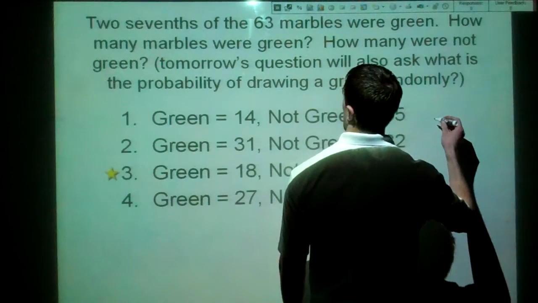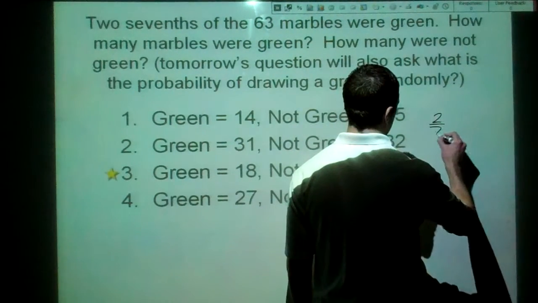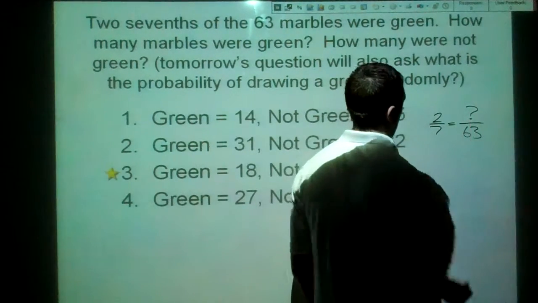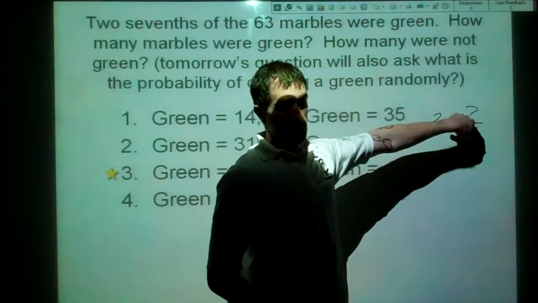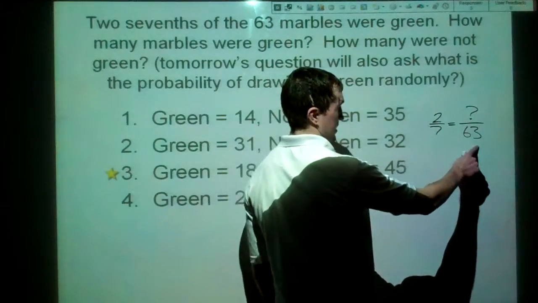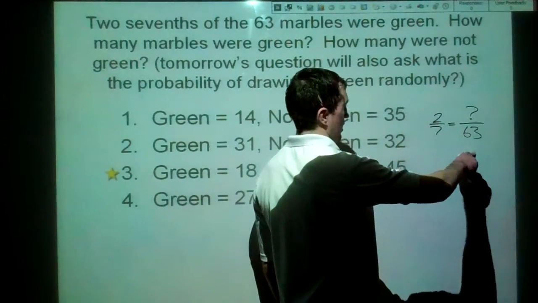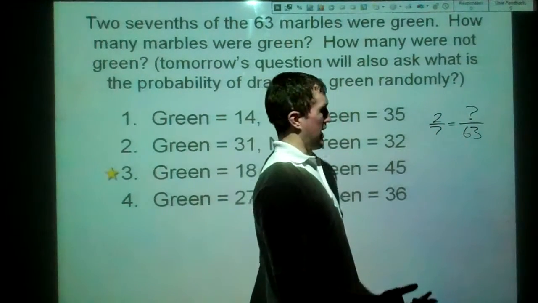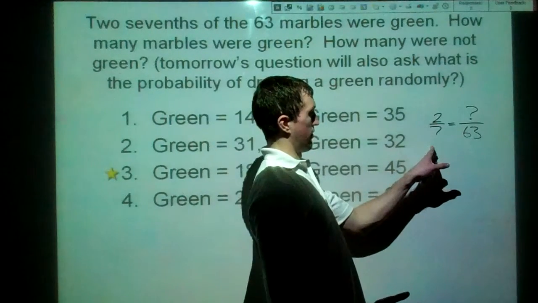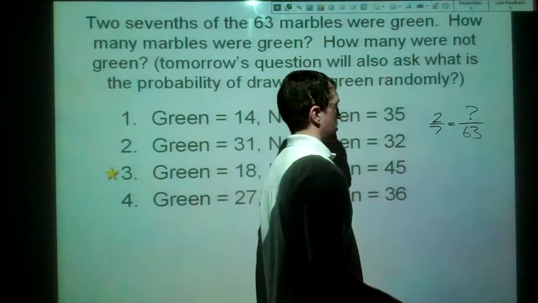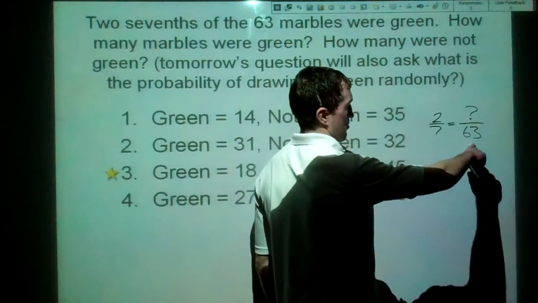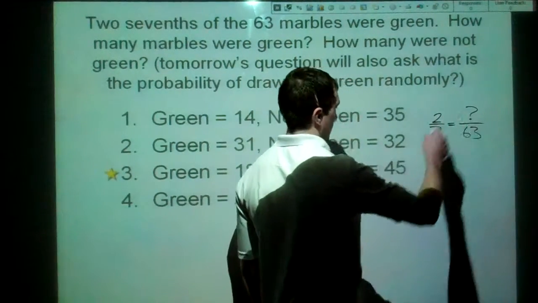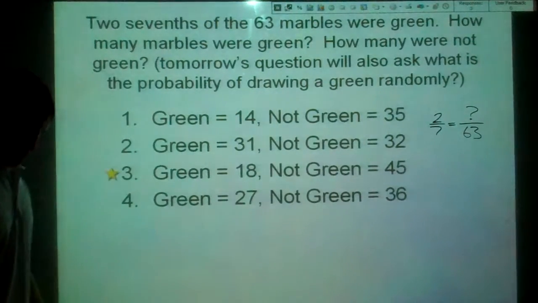You could have set it up like this. 2/7 equals what? Over 63. You would figure out that the question mark is 18. Getting from 7 to 63 multiplied by 9. You would do the same thing up here, 2 times 9. And we figured out that that's 9 by taking 63 divided by 7 to get 9. So going from this side to this side, we multiply by 9. That's where we get 63. 2 times 9, 18. And that's how we get that.